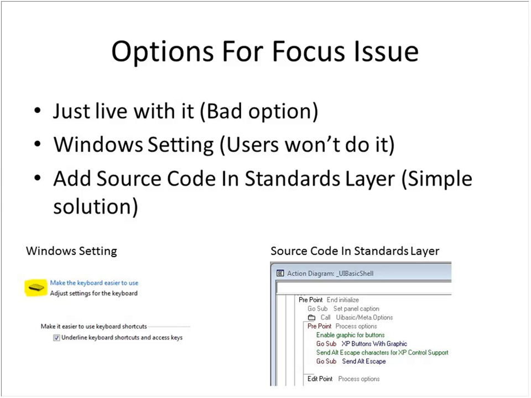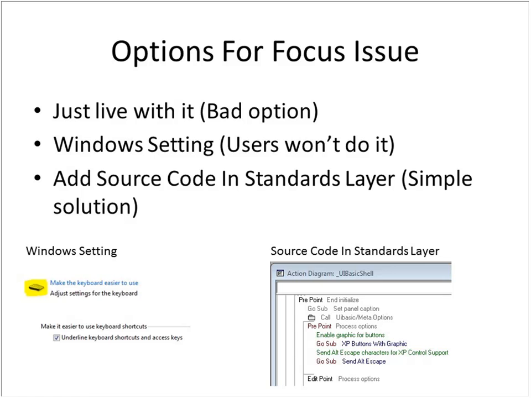So there's a better solution, and that's the way we've implemented it, and that is that in our standards layer, down in the UI basic shell at the very lowest level, we simply execute a subroutine called send alt escape. And I'll show you the source code later in this presentation, but what that does is the first thing that your function does is it sends two keystrokes, an alt and then escape. The escape cancels the alt.